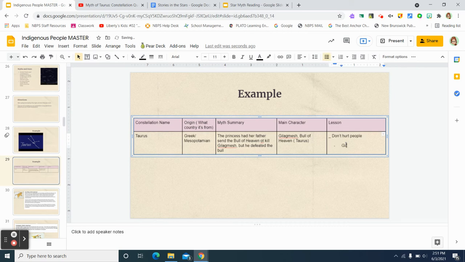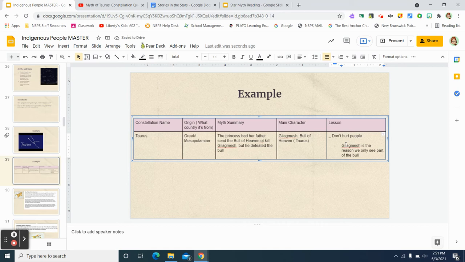But another lesson we learn is, Gilgamesh is the reason we only see part of the bull. Because that's also a thing that they were trying to explain. They're like, why do we only see half of the bull in this picture? Because that was something that was a big deal to the ancient Mesopotamians.